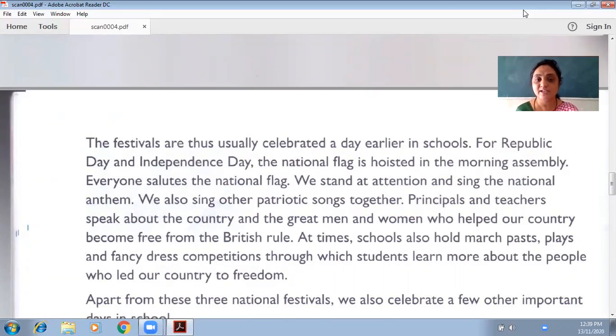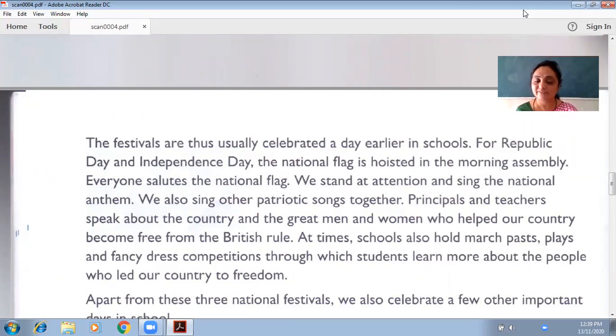Everyone salutes the national flag. We stand at attention and sing the national anthem. We also sing other patriotic songs together. So what do we do on Independence Day and Republic Day? We hoist the national flag, which is the tricolor flag of India. And we stand at attention and sing what? The national anthem. We also sing other patriotic songs together.